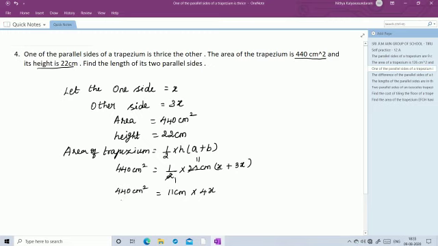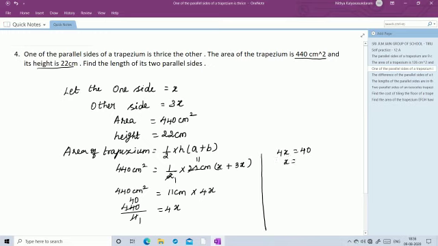So multiply, if you are moving that side, divide. 440 divided by 11 is equal to 4x. So we can cancel with the 11 table: 11 ones are 11, 11 fours are 44. So it's 40. So 4x is equal to 40.